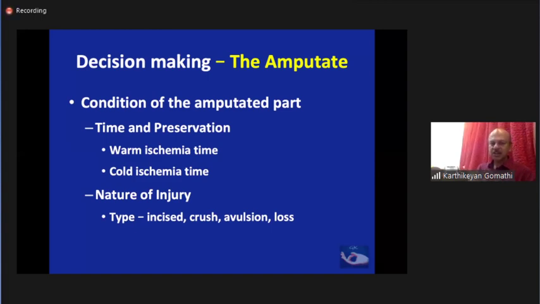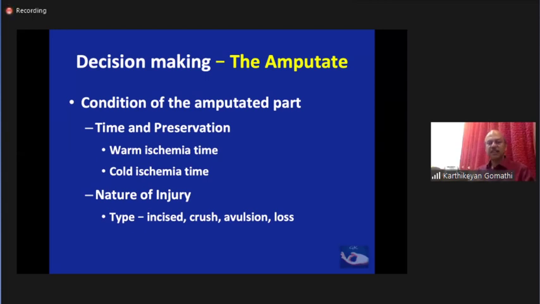Second, now we have to look at the amputated part. The condition of the amputated part must be seen, the time and preservation. What was the warm ischemia time? What is the cold ischemia time? How has the part been preserved? Has it been preserved properly? If it has been preserved properly, you need to physically look at the amputated part to see whether the red line sign or the ribbon sign is present on it.